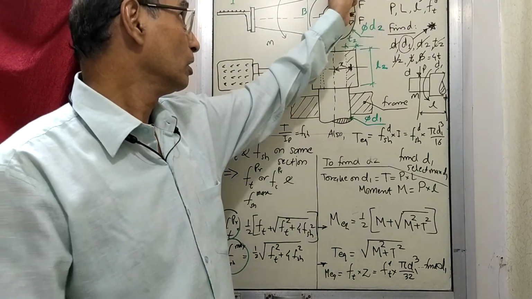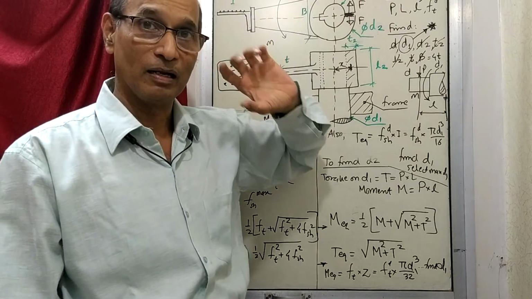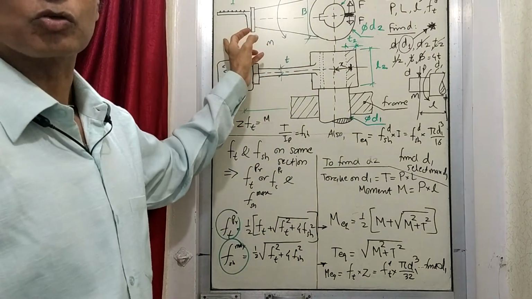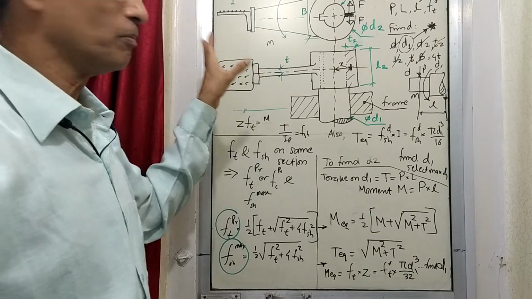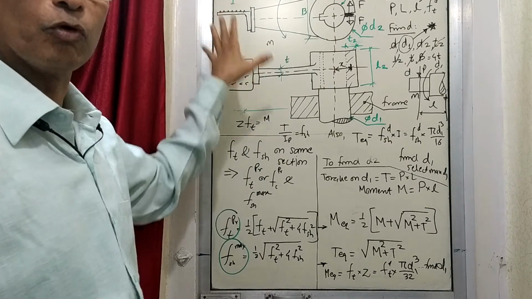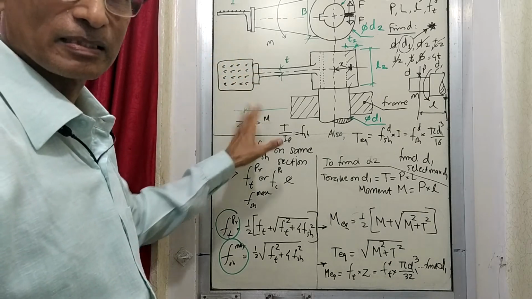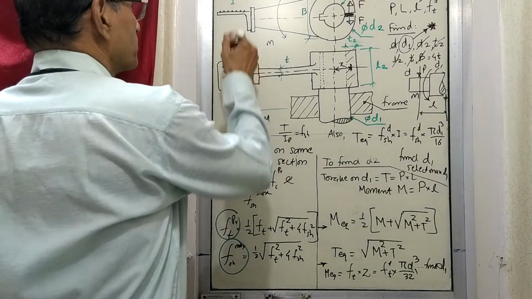What was done last time? We have drawn the handle last time, which was suitable for hand. Now we have drawn a pedal. This is called the pedal, which is made suitable for putting a foot. So you can put your foot on this and press. So only the shape size is changing.